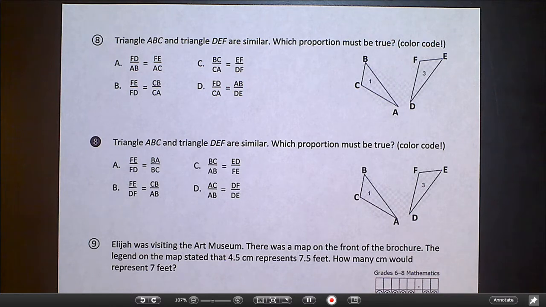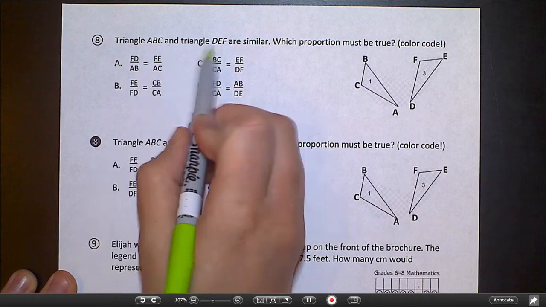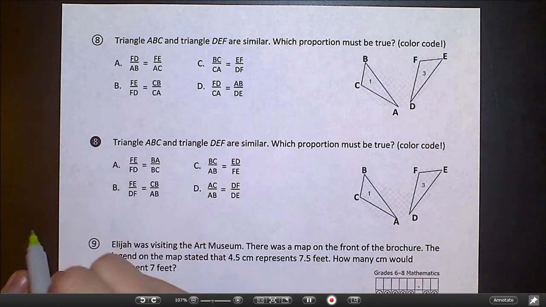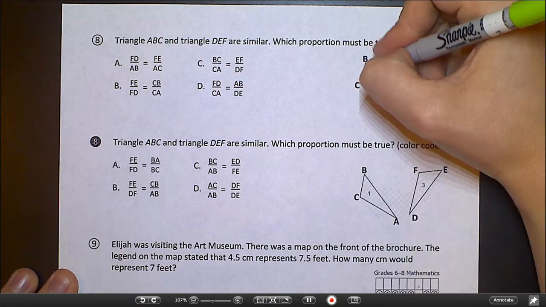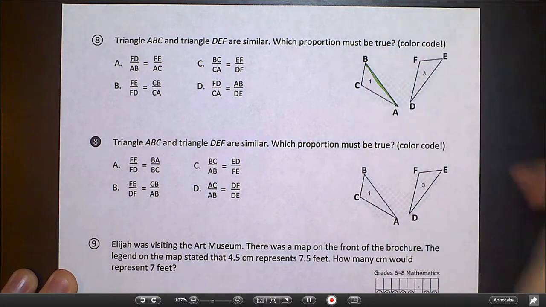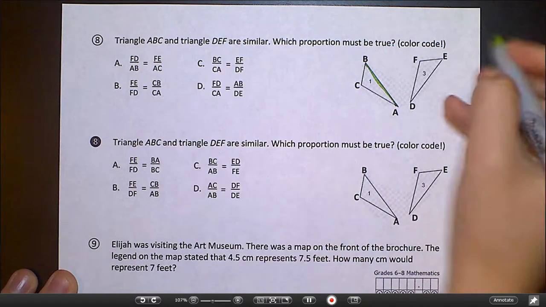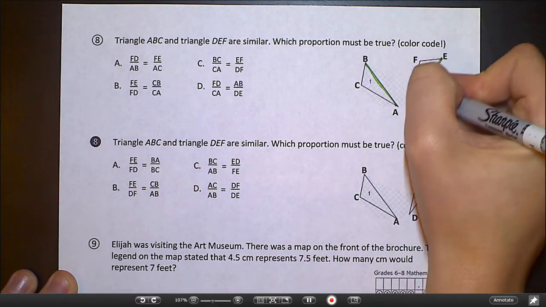So I'm going to be coloring the similar or the corresponding sides. Triangle ABC and triangle DEF are similar. Which proportion must be true? We're going to color code this. I'm going to start with AB, going alphabetically. AB has to be the same as DE. Notice that's the longer side on both of these.